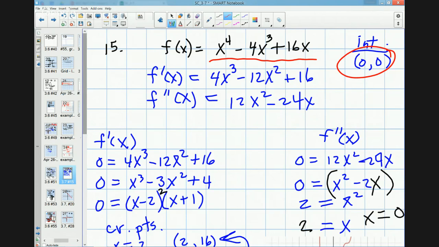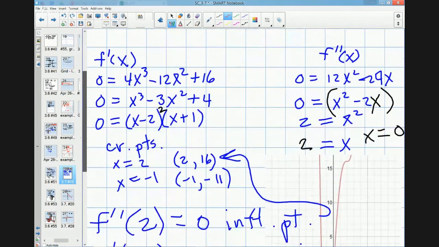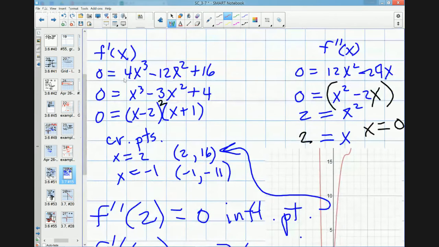When might the first derivative be equal to 0? Well, I set it equal to 0, and I divided both sides by 4, and then it was not too bad to factor, although it's still tricky. X minus 2 times x minus 2 times x plus 1. So there were two critical points, at 2 and at -1, and here are the coordinates. Okay, so now we have two other points on the graph, and those are probably maxes or mins. All right?